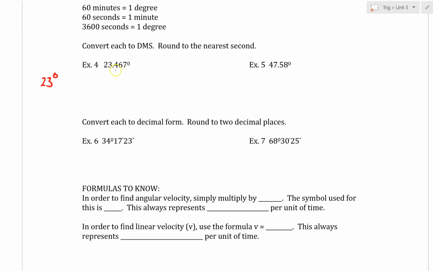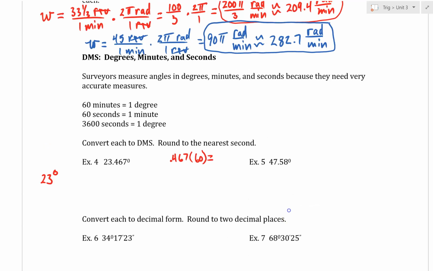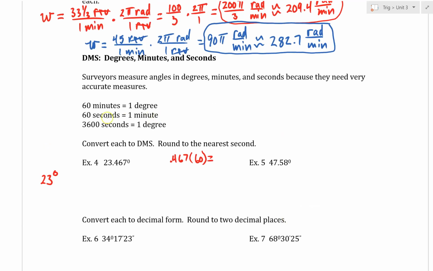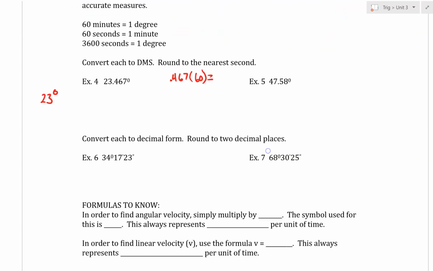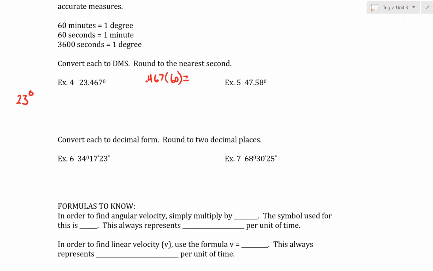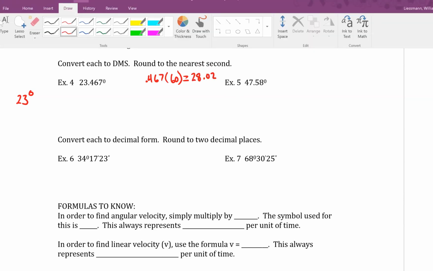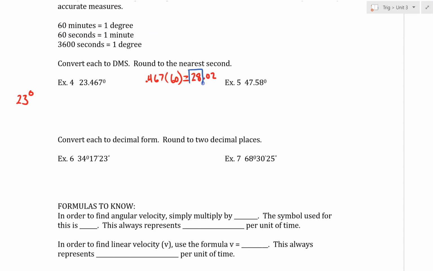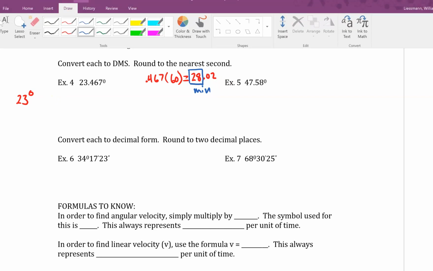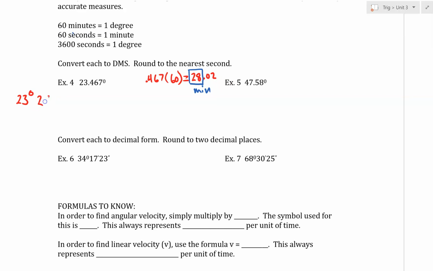What I do need to multiply is the 0.467, and I'm going to multiply that by 60. And the reason we're doing that is because to get my minute calculation, I have 3,600 seconds. So I'm going to have to multiply there. That gives me 28.02. Now, 28.02 tells me this right here is the minutes. So I can go back over here to my problem and say this is 28 minutes.